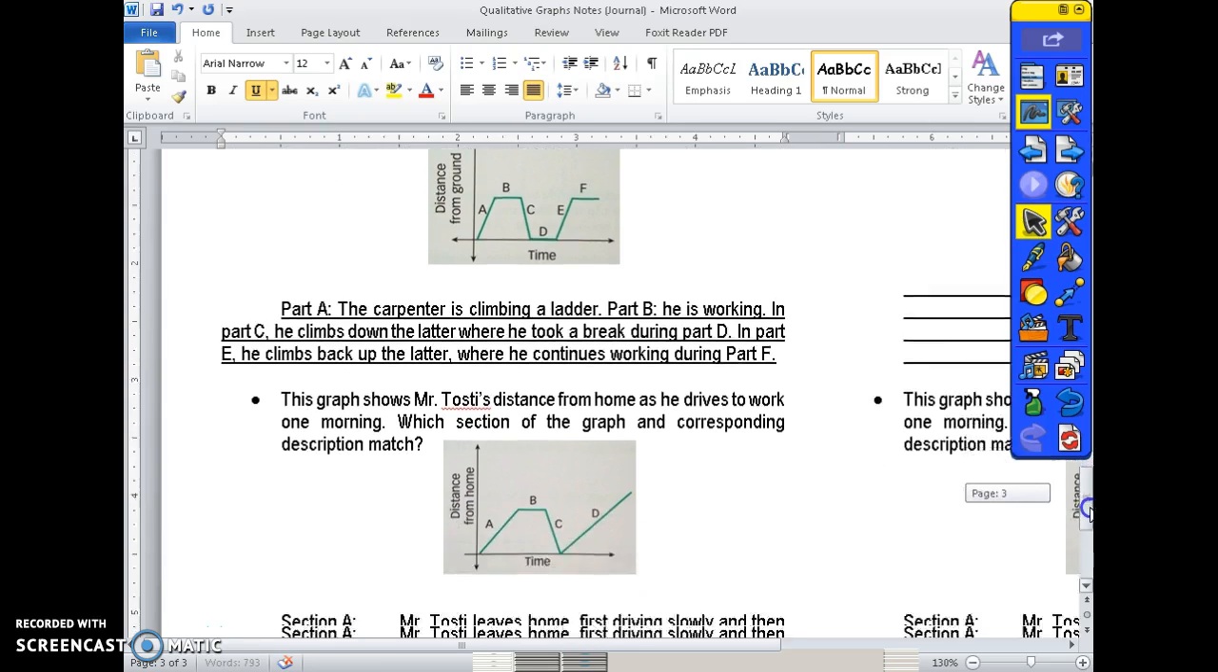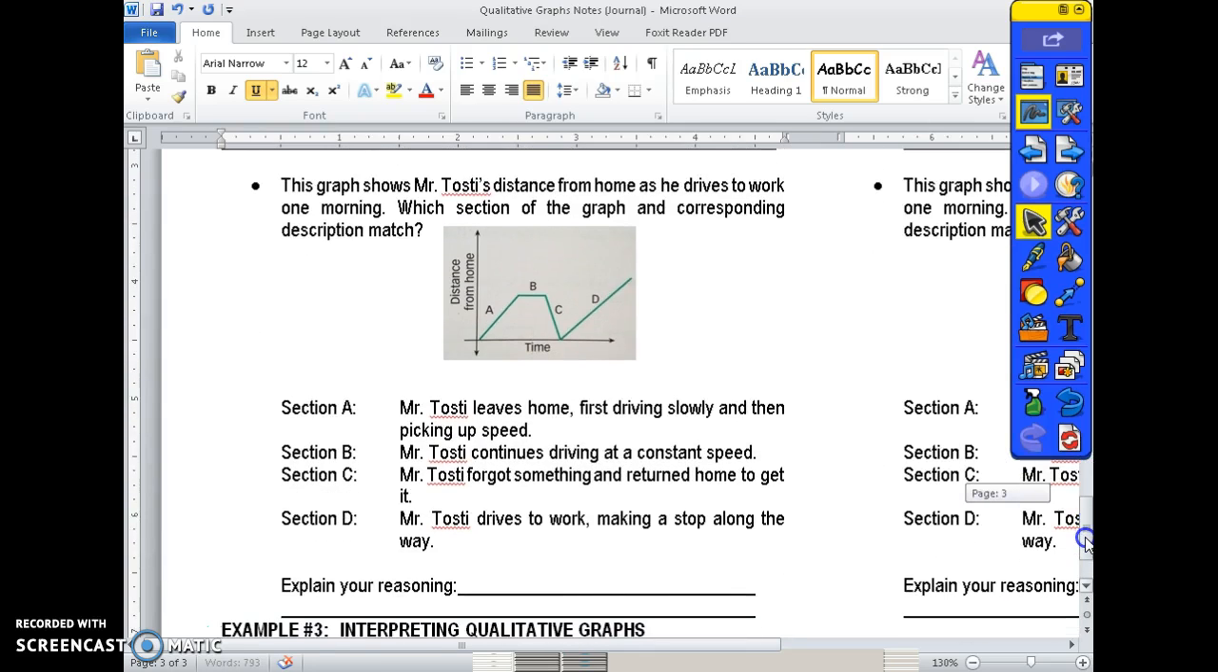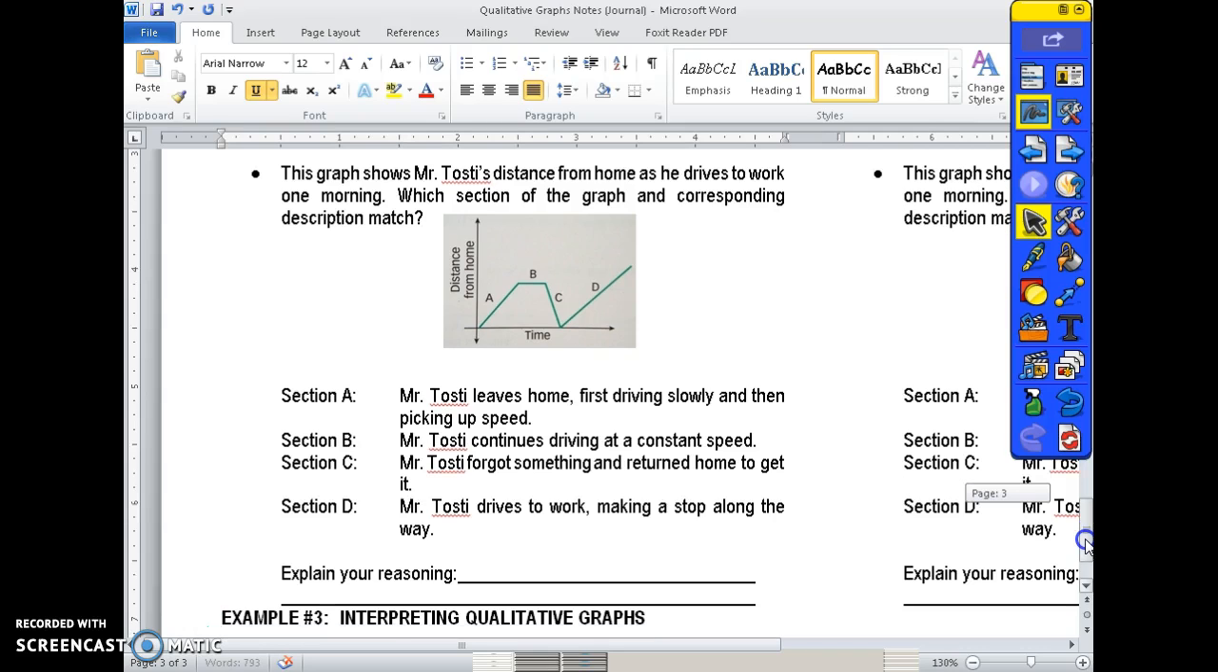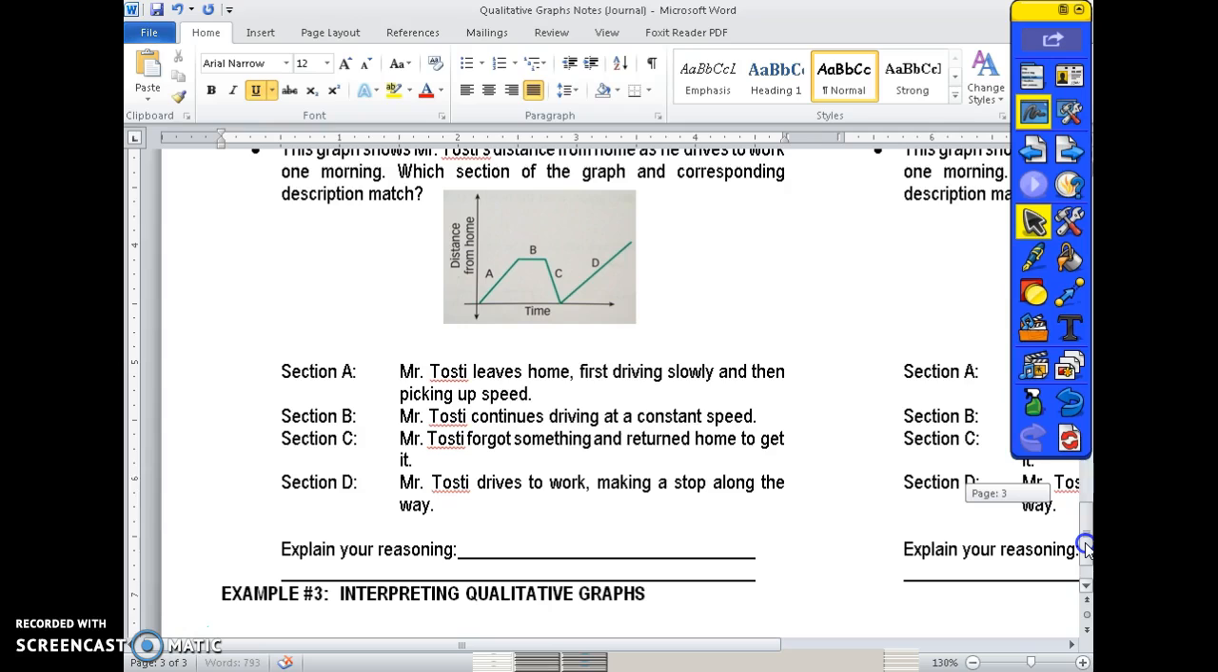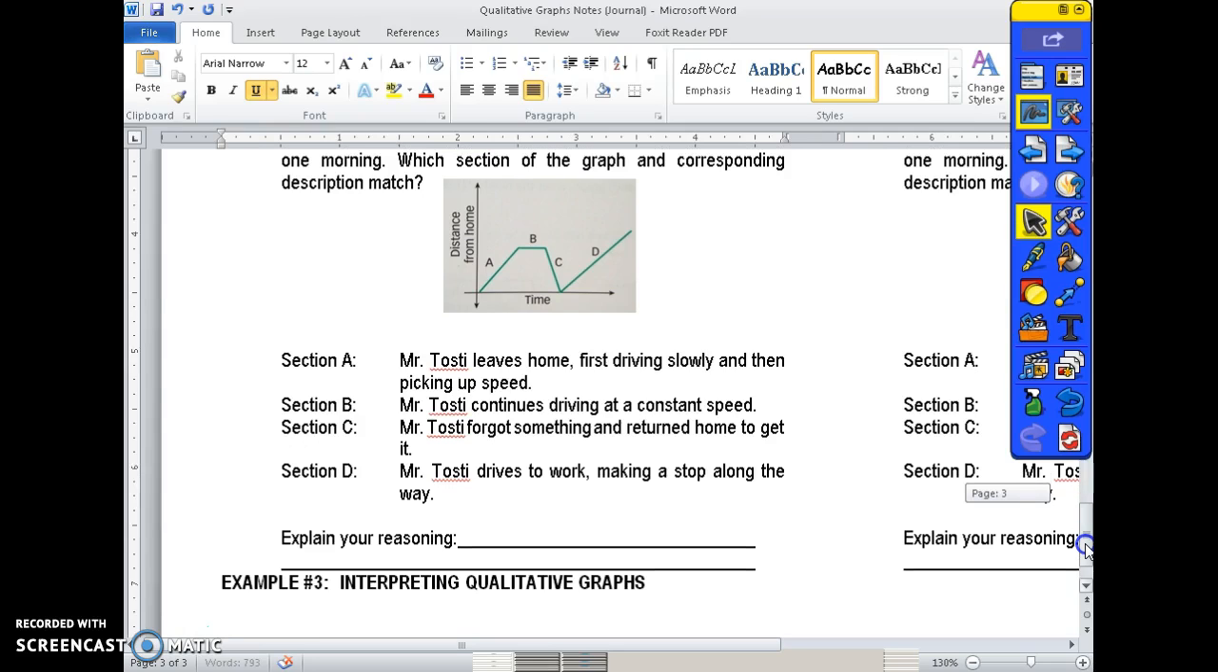The next one. This graph shows Mr. Tosti's distance from home as he drives to work one morning. Which section of the graph and corresponding description match? Alright, so section A, Mr. Tosti leaves home, first driving slowly, then picking up speed. Let's look at section B. Mr. Tosti continues driving at a constant speed.